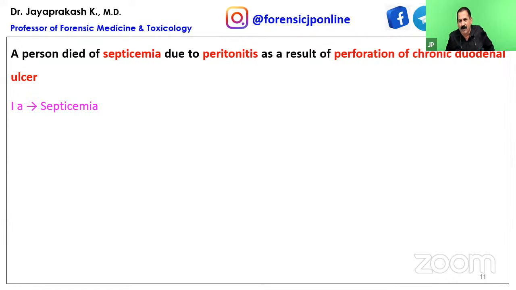Anybody is having any doubts or questions? Okay, now second question. Students, start typing immediately. What is 1B? Septicemia due to what? Due to what?